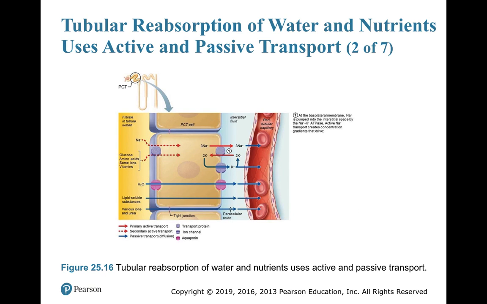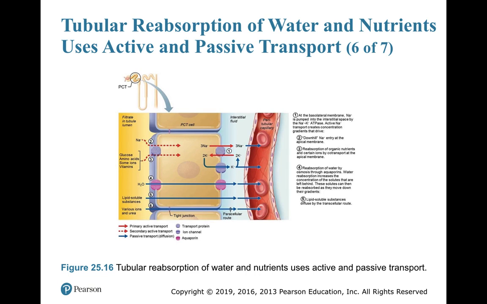So at the basolateral membrane, sodium is pumped into the interstitial space by sodium-potassium ATPase, and active sodium transport concentration gradients will then drive downhill sodium entry at the apical membrane. Reabsorption of organic nutrients and certain ions by cotransport at the apical membrane. Reabsorption of water by osmosis through aquaporins can increase the concentration of solutes that are left behind, and those solutes can then be reabsorbed as they move down their concentration gradients.